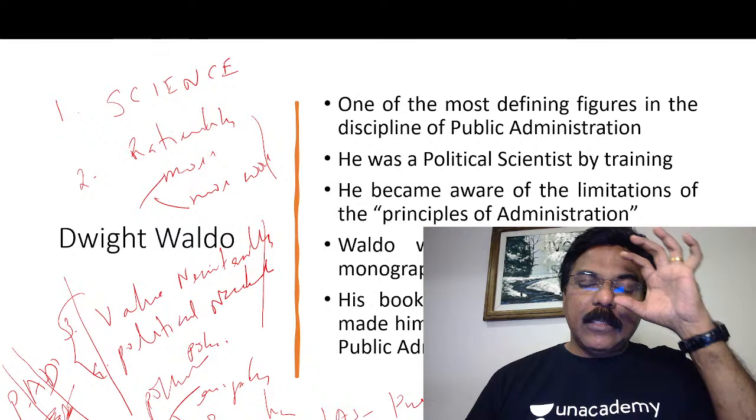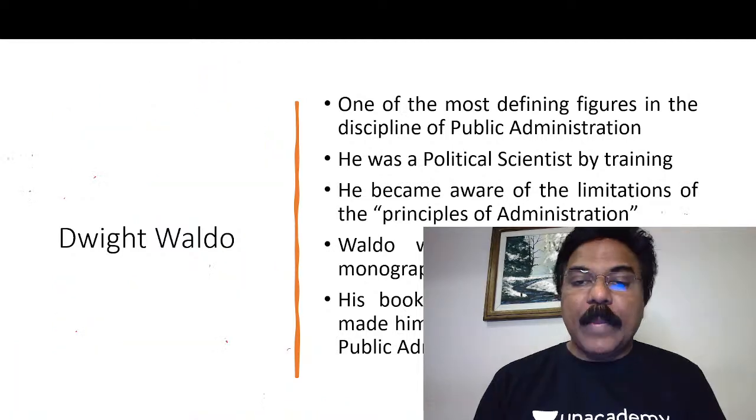So one of the most defining figures in political science and public administration became aware of the limitations of the principle. I told you the limitations. And his book, The Administrative State, made him a pariah in the discipline of public administration. He was not allowed to even attend many of the programs of political science. So he was a prolific writer. Please understand, he was an extremely prolific writer.